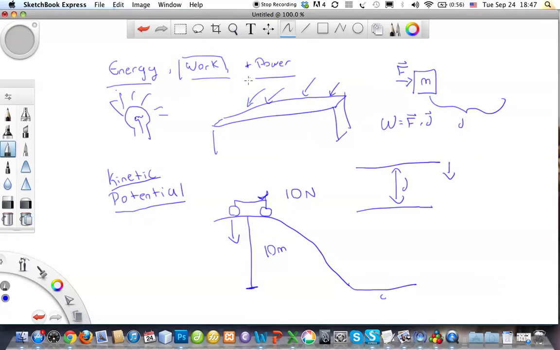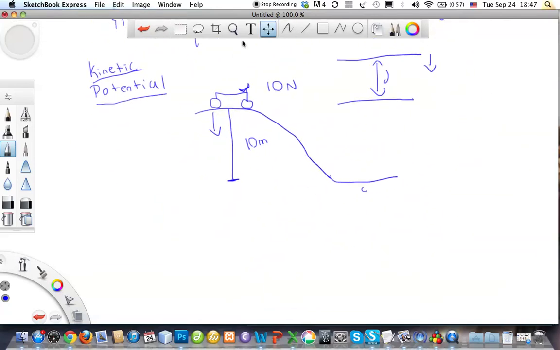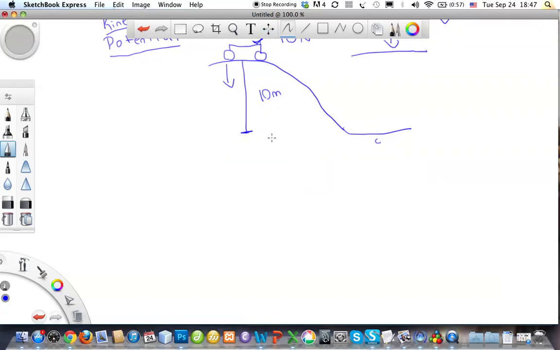Next we have power, which is simply the rate at which work is done. Computer freezing. I'll be defining power in a much later video, after I define kinetic and potential energy, and after I define work, we can then go into power.